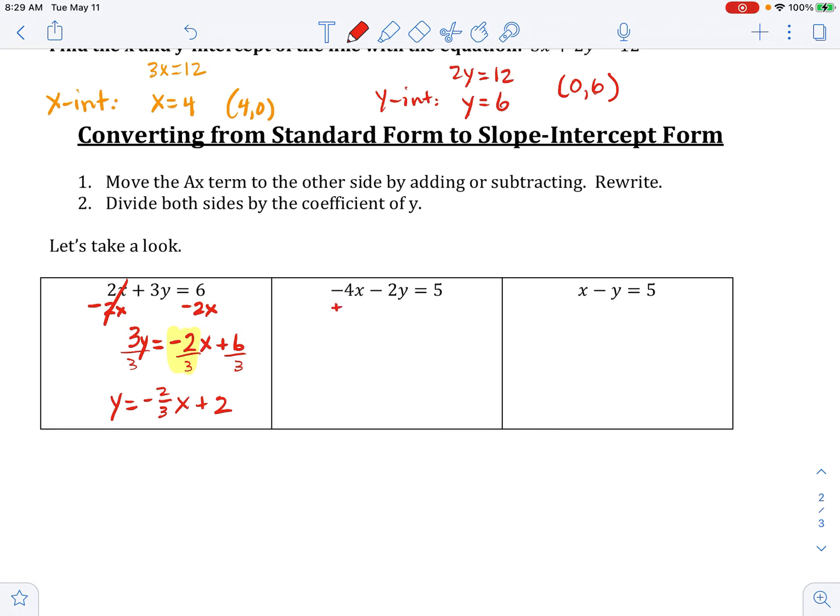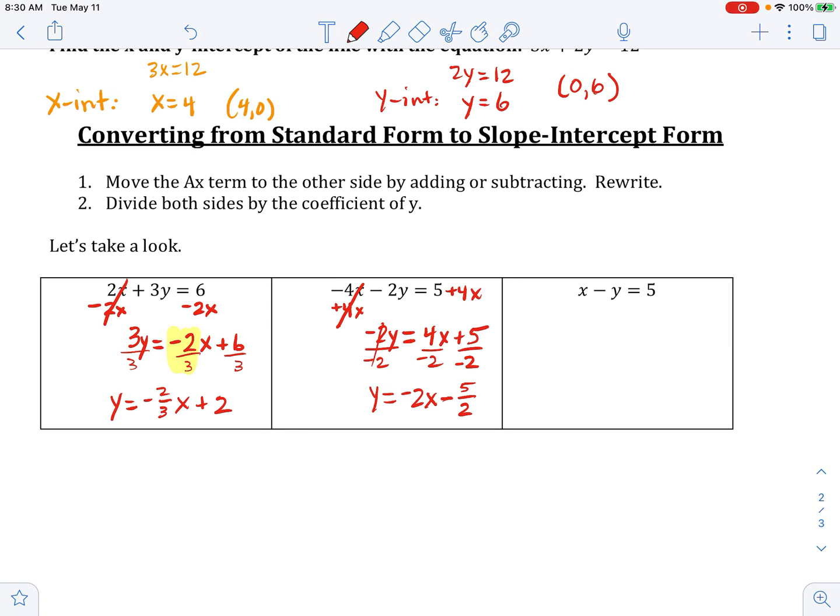So again, we're going to add or subtract the x term to both sides. In this case, I added to undo it. So we got negative 2y equals. Now remember, we do like to have that x term first, right? So 4x plus 5. And then we're going to divide every term by the coefficient of the y, negative 2. And we get y equals 4 divided by negative 2 is negative 2x. And then 5 divided by negative 2, we can leave that as the fraction, and it's going to be negative, so negative 5/2. That's our y-intercept.